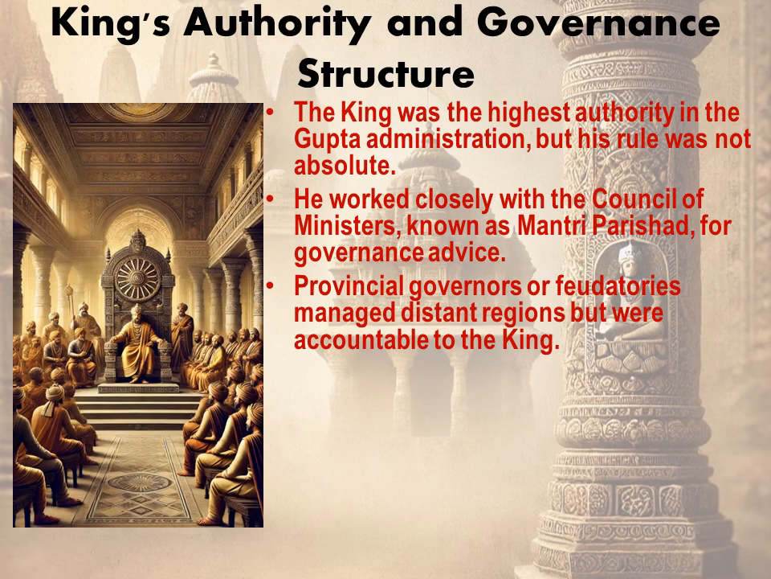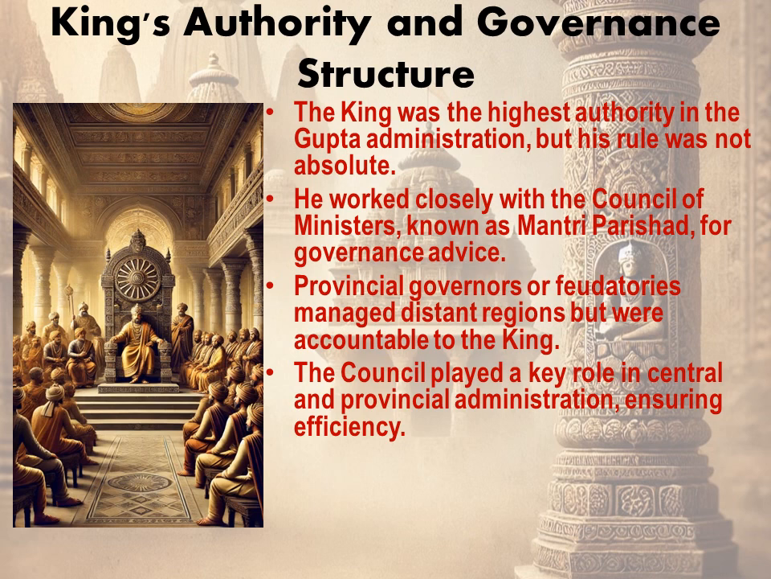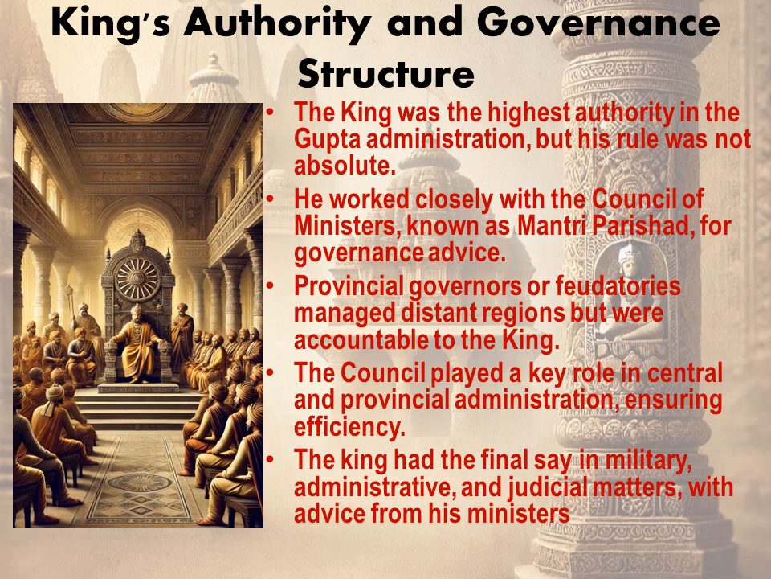Provincial governors or feudatories managed distant regions but were accountable to the king. The council played a key role in central and provincial administration, ensuring efficiency. The king had the final say in military, administrative, and judicial matters, with advice from his ministers.